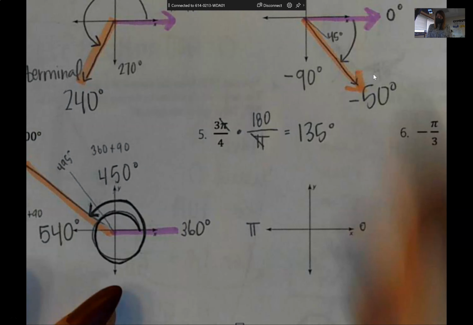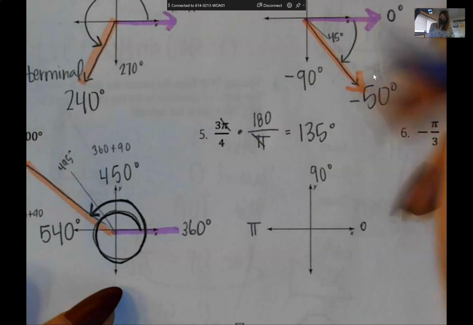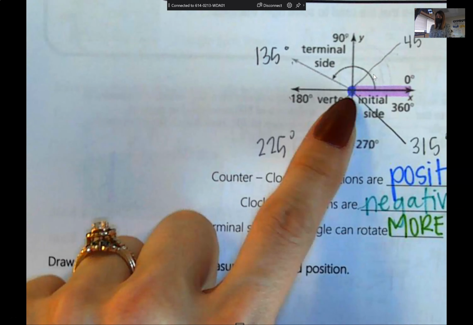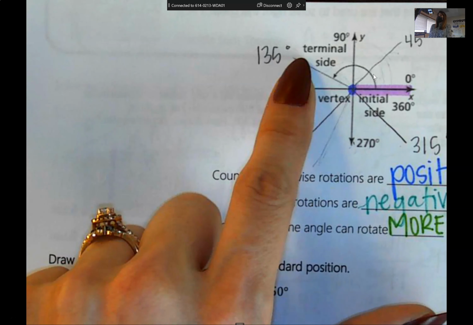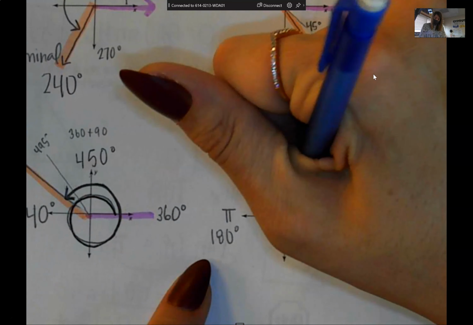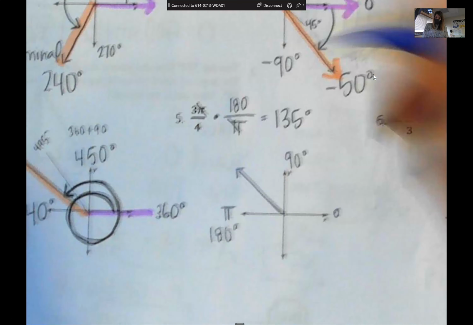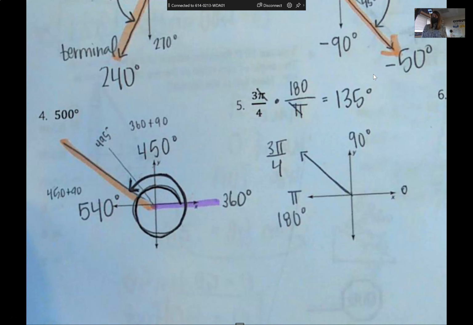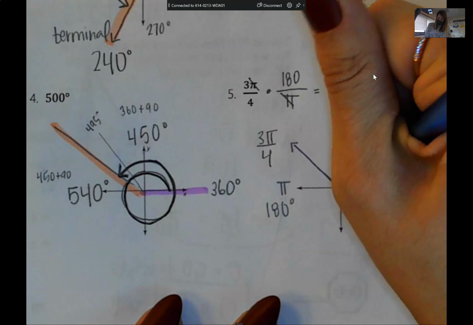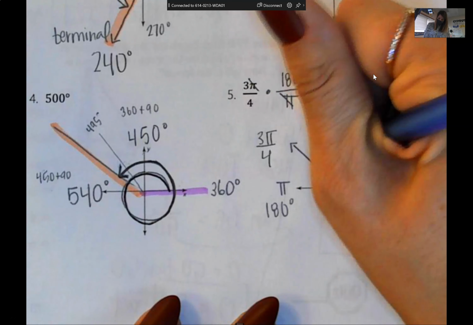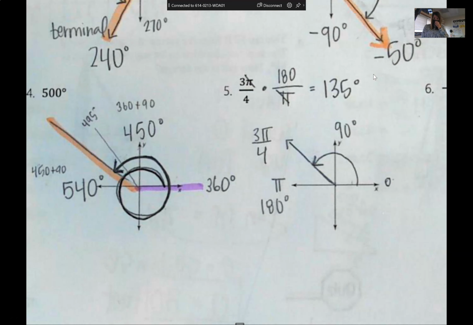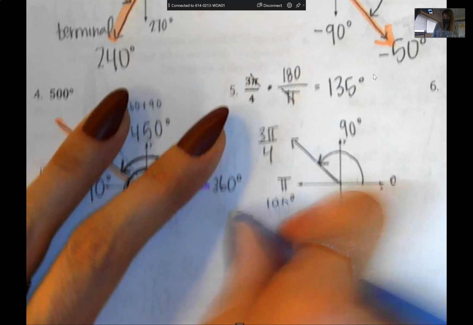Okay, so just to remind myself, I know that this is 90. I know that this is 180. So 135 is actually one of the easier angles. It's in between 90 and 180, exactly in between them. So this is 3 pi over 4. Remember that our angle opens counterclockwise. So that's 3 pi over 4.